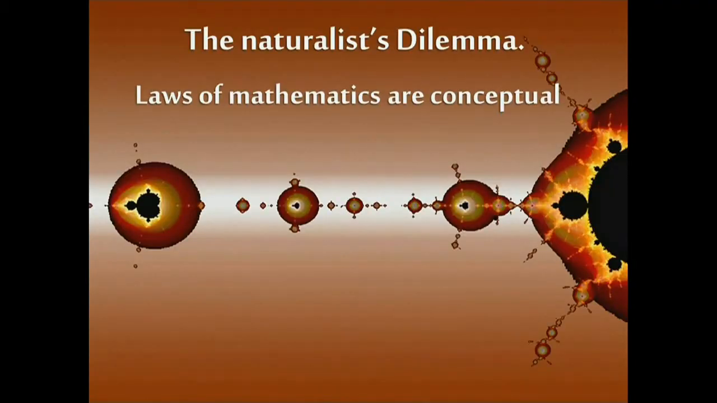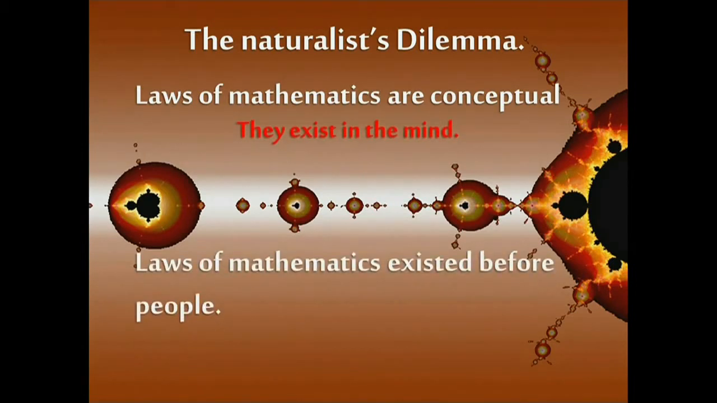Because he has to explain two things. First of all, he has to explain the fact that laws of mathematics are conceptual. They exist in a mind. But laws of mathematics existed before people, and therefore it can't be a human mind. And so the naturalist has a problem.